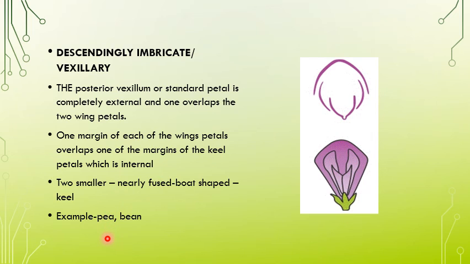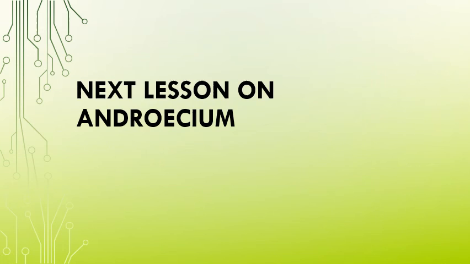These are known as leguminous plants, which show a very special type of estivation, that is vexillary. So we have four types of estivation: valvate, twisted, imbricate, and vexillary. With this we finish the morphology of the flower, the calyx and the corolla, and the various types of flowers. In our next lesson we discuss the androecium, the male reproductive part, along with the female reproductive part.